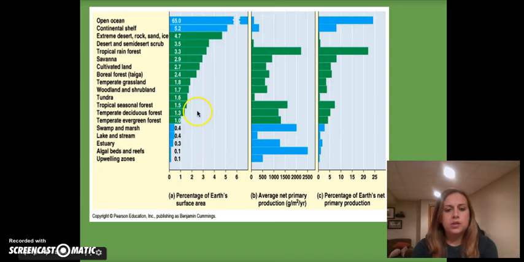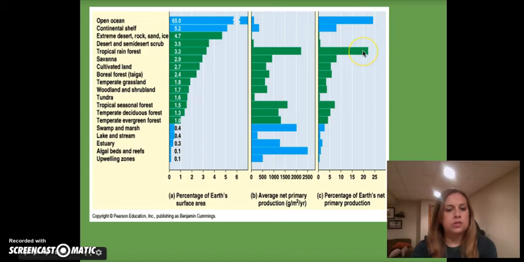So just real quick, this is comparing different marine and terrestrial biomes, ecosystems. And so here you've got a breakdown of the percentage of Earth's surface area. So you can see the ocean covers a huge percentage of the Earth's surface area. And then you've got the average net primary productivity, gram per meter squared per year. And what's interesting is you can see that when you're looking at a smaller area, the ocean is not very good in terms of capturing energy, but when you take into account how huge the ocean is, then you can see it really kind of skyrocket.